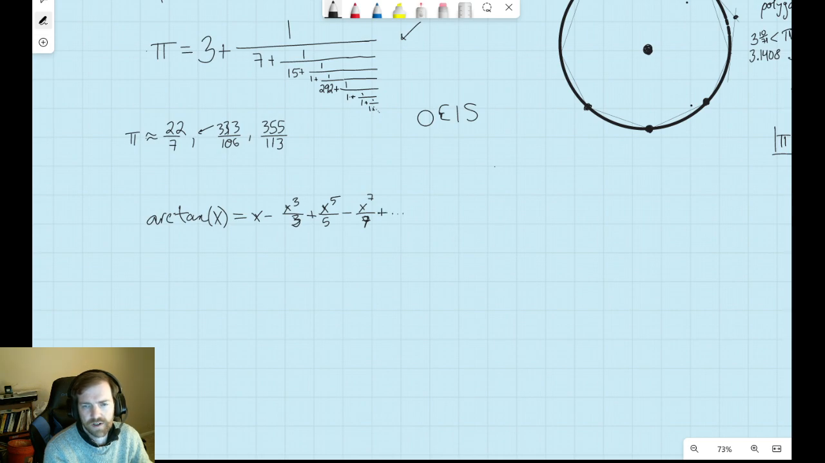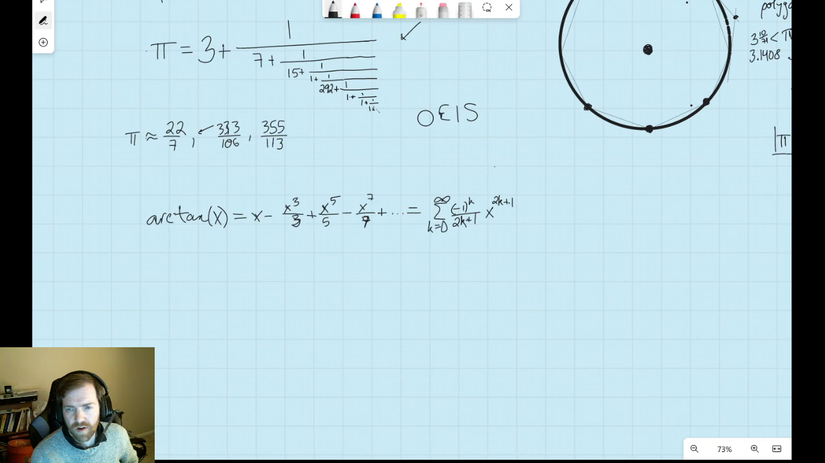And again, this is the infinite series, the sum as k goes from 0 to infinity of (-1) to the kth power, divided by the odd number 2k plus 1, times x to the 2k plus 1, as long as the absolute value of x is less than or equal to 1.